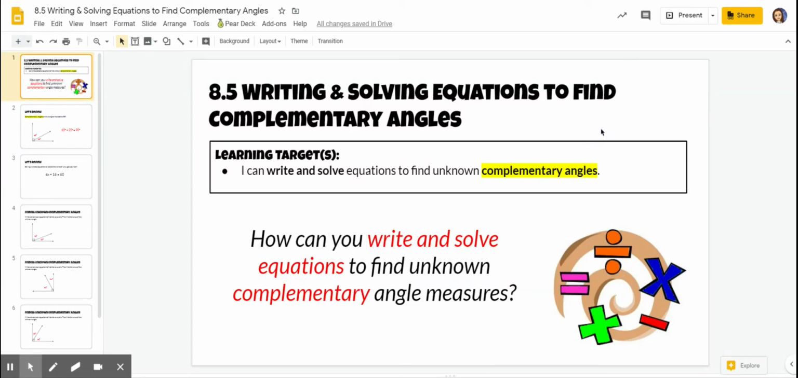Hi, everyone. Welcome to Lesson 8.5, Writing and Solving Equations to Find Complementary Angles. Today's learning target is I can write and solve equations to find unknown complementary angles.